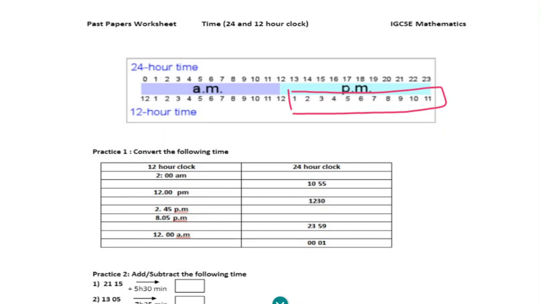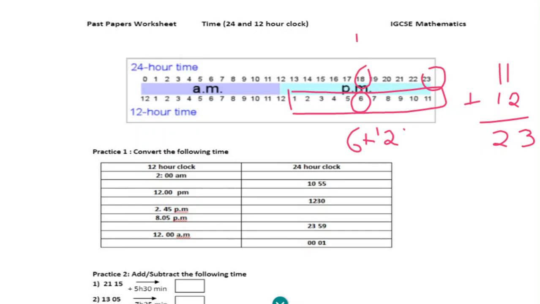So if the time is 11 p.m., that would mean 11 plus 12 hours, which makes 23 in the 24-hour clock. Similarly, 6 p.m. means 6 plus 12 hours, which gives us 18 in the 24 hour time. So 18 will be written as 18:00. This 23 will be written as 23:00.